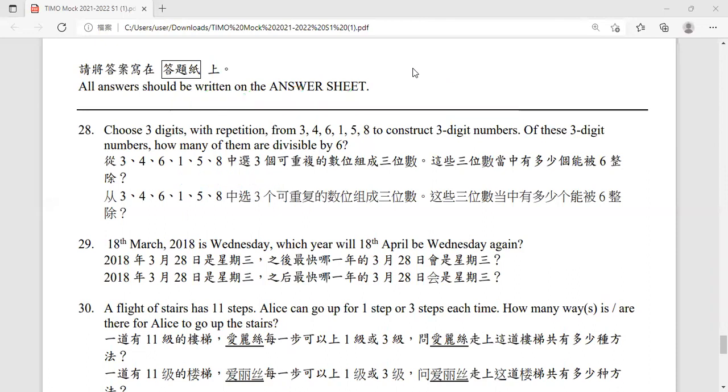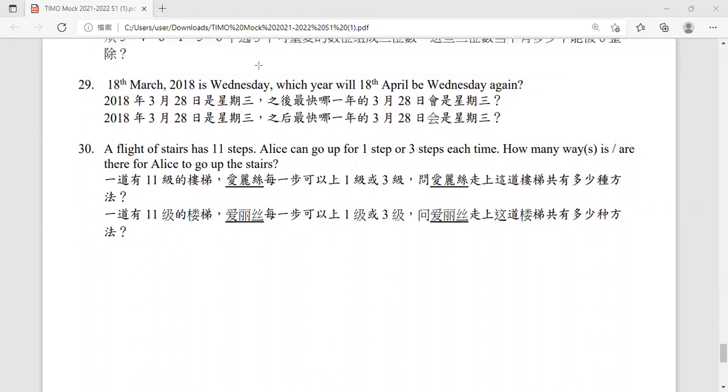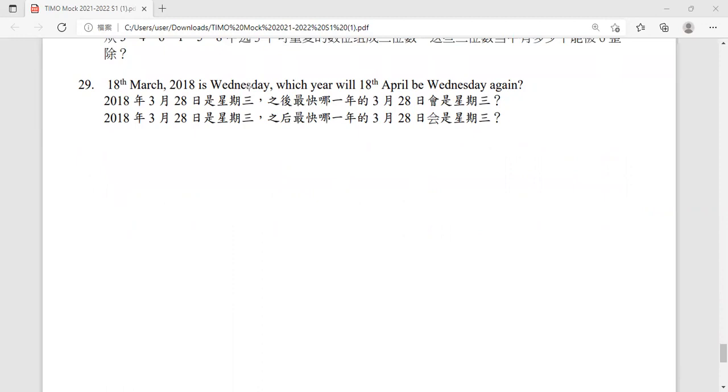Okay, 29. You can do 29 yourself. Actually, it's very simple, but you just consider the years. You just consider a leap year. So actually, you can make a chart yourself.